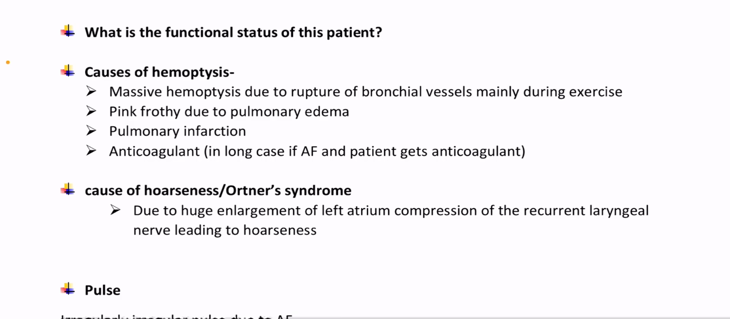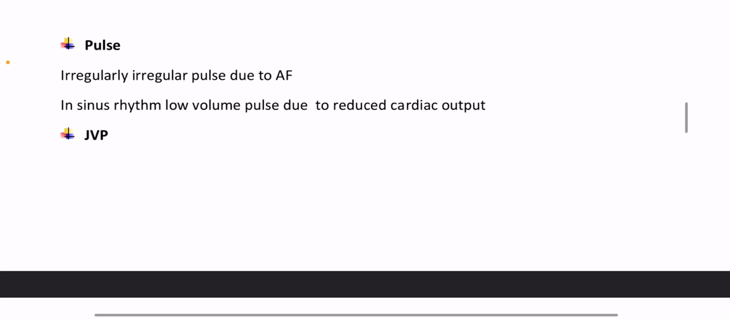Cause of hoarseness, or Ortner syndrome: huge enlargement of the left atrium compresses the recurrent laryngeal nerve, leading to hoarseness. Pulse: irregular pulse due to atrial fibrillation. In sinus rhythm, low volume pulse due to reduced cardiac output.